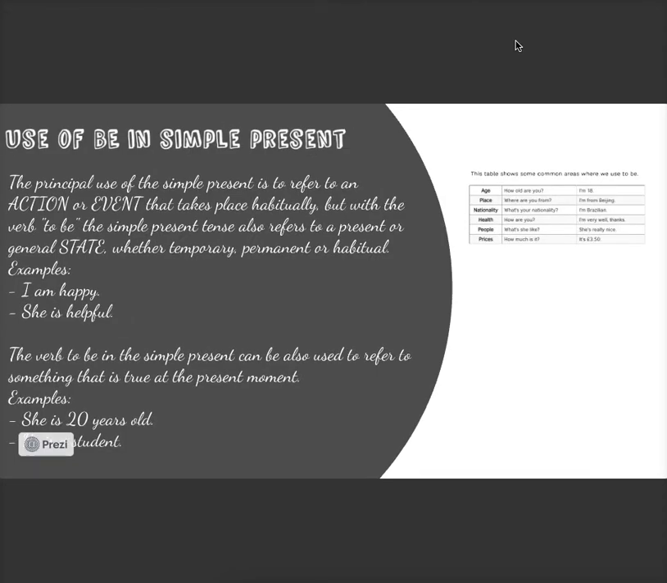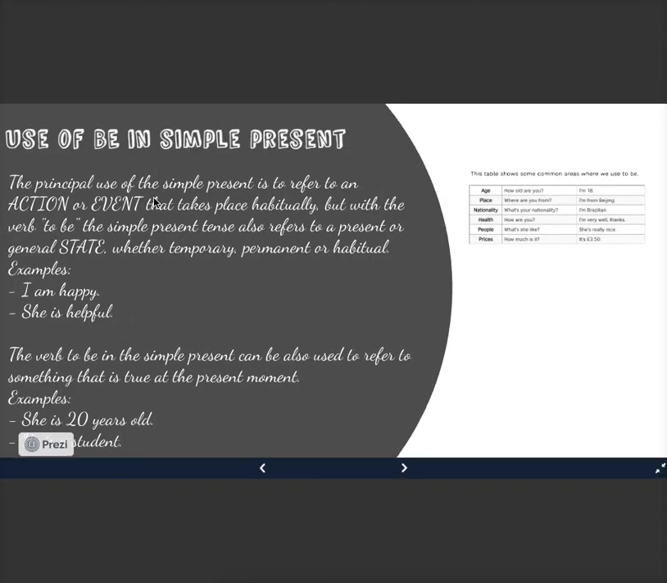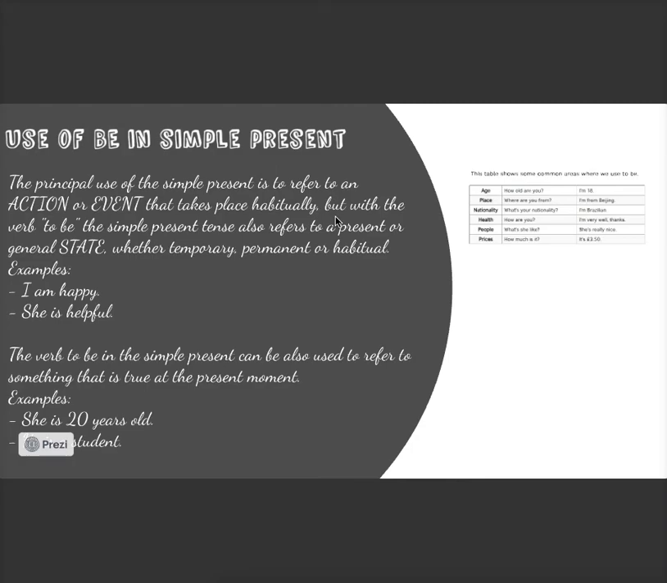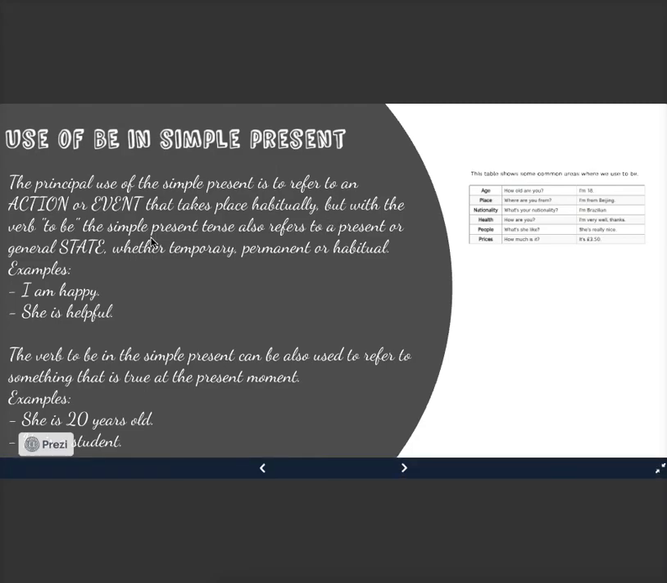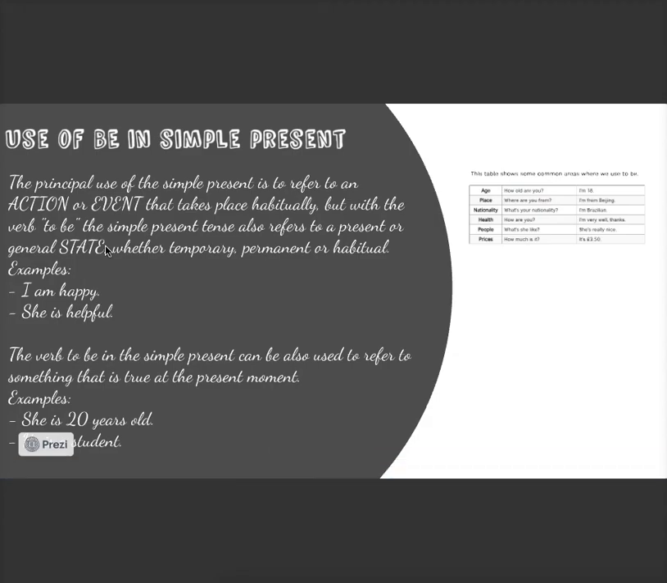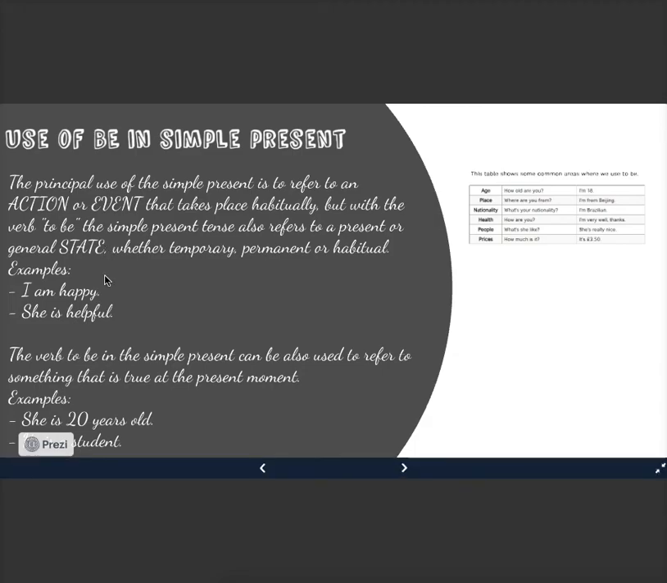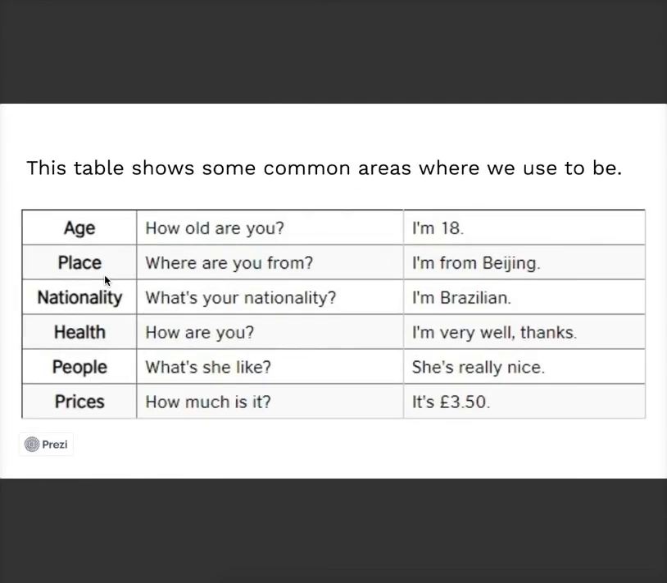You use present simple to talk about an action or an event that takes place frequently. But with the verb to be, guys, you are going to use it to talk about a general state. Van a hablar como un estado general de la persona. So, I am happy. She is helpful, like characteristics. Or, for example, general states, the age. We are going to check some examples.